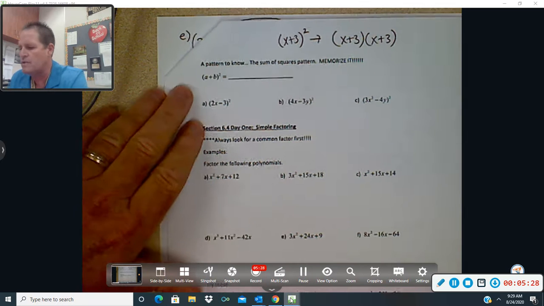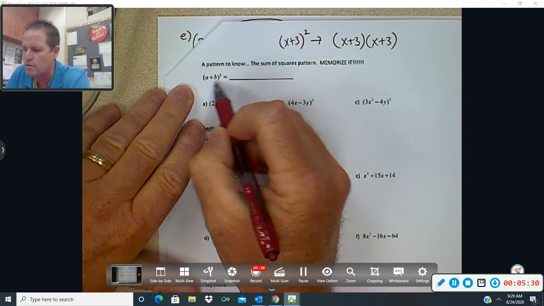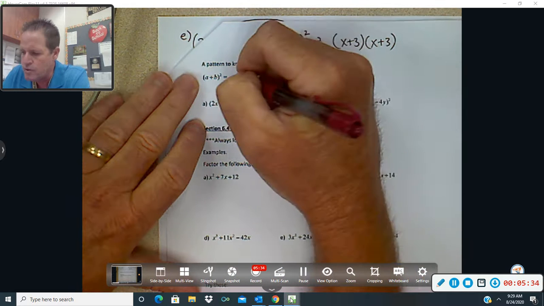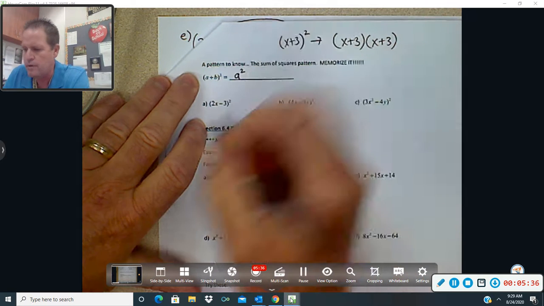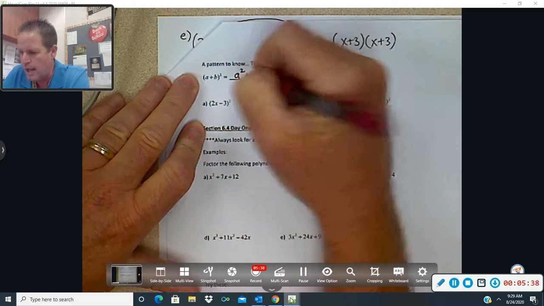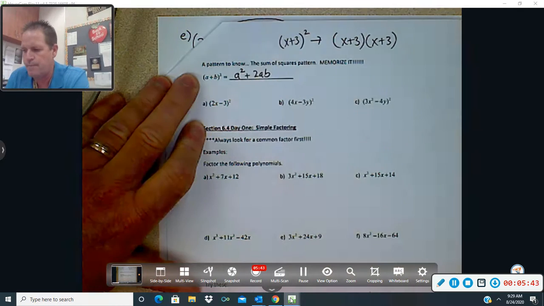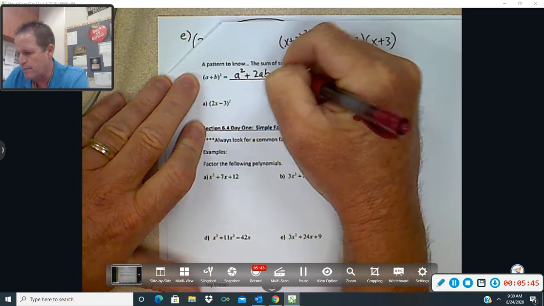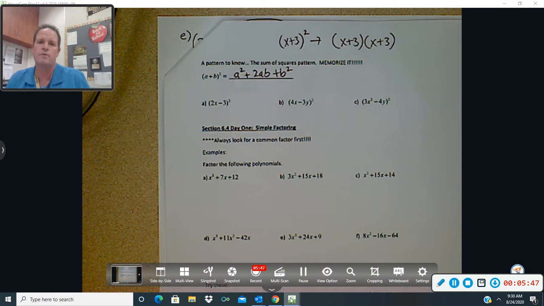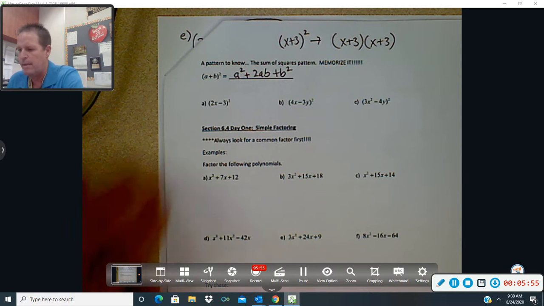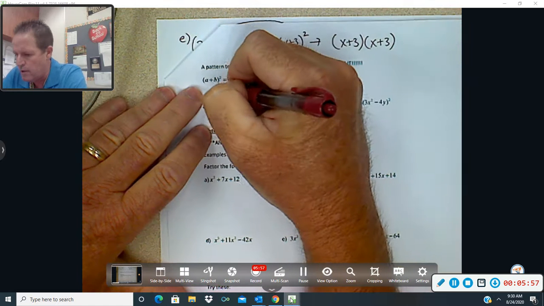So the better thing is to know the pattern, which says that if I have a binomial that is squared, my answer is going to be a squared plus 2ab plus b squared. Now, I'll be honest with you, for myself, sometimes I would have to think about a rule like that. So I like to give you a way to think about it and a way to remember, and it's this.